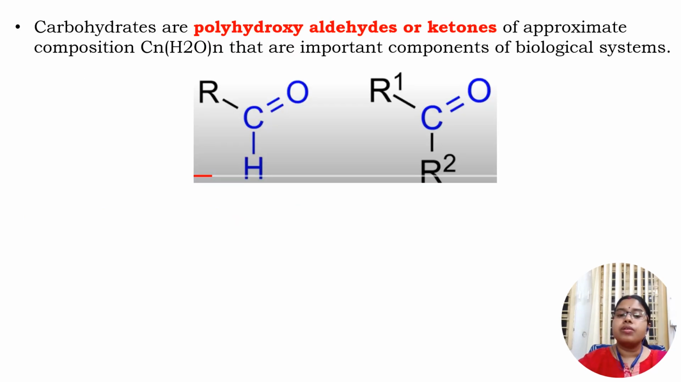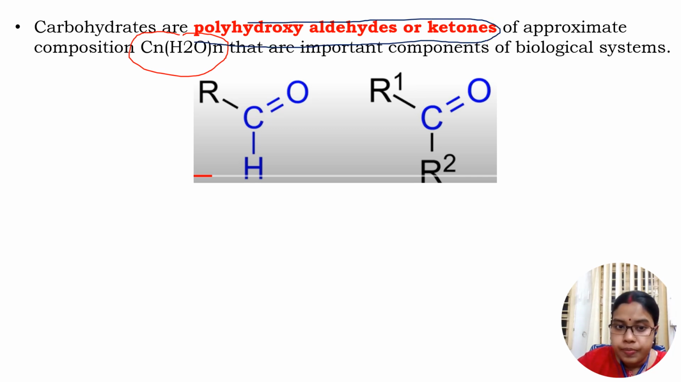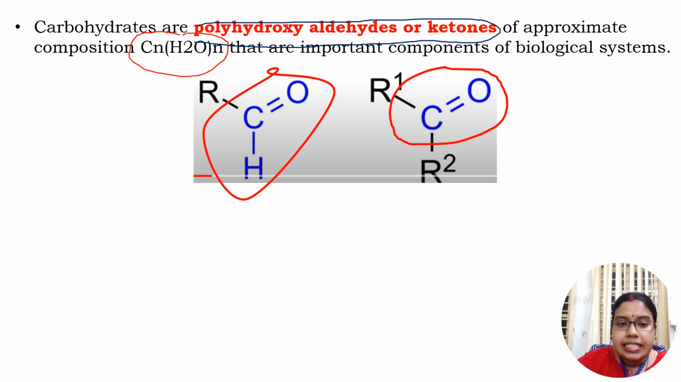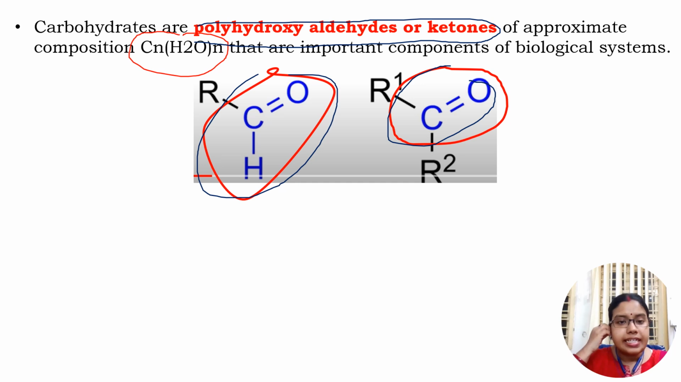Next, we can now describe the total structure of carbohydrates. Already we described that carbohydrates are polyhydroxyaldehydes and ketones of the appropriate composition of CnH2nOn, so these are components in the biological system. So what is the meaning of these polyhydroxyaldehydes or ketones? We can say that there is the hydroxyaldehyde group and the ketone group. So carbohydrate consists of these aldehydes and ketones.